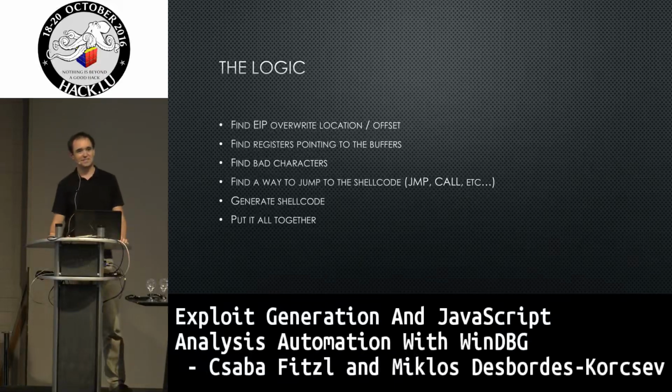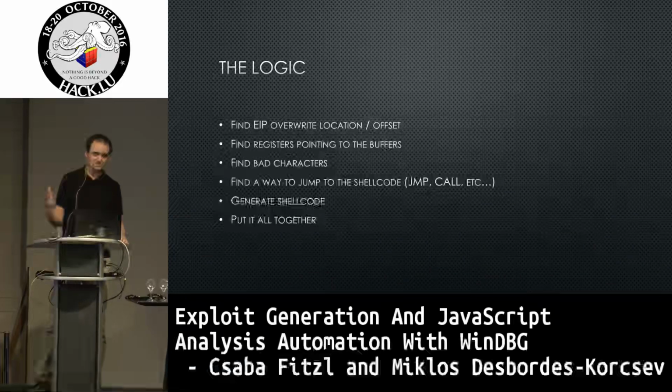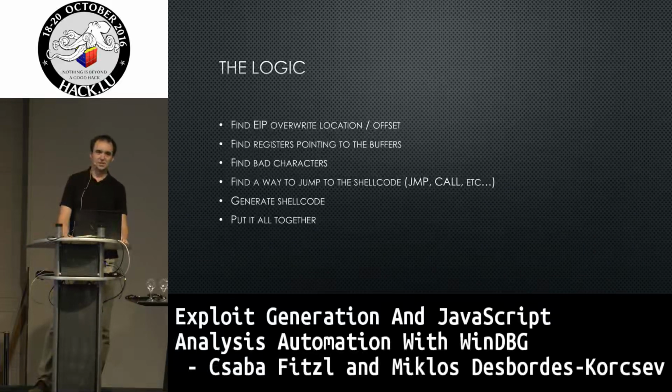It will start the process in WinDBG from Python. It will send in the crash, and I will talk about later on how you give the input to it, how you actually write the exploit so it can work with the tool. It will find the EIP offset. It will analyze the memory. It will find registers pointing to your buffer.